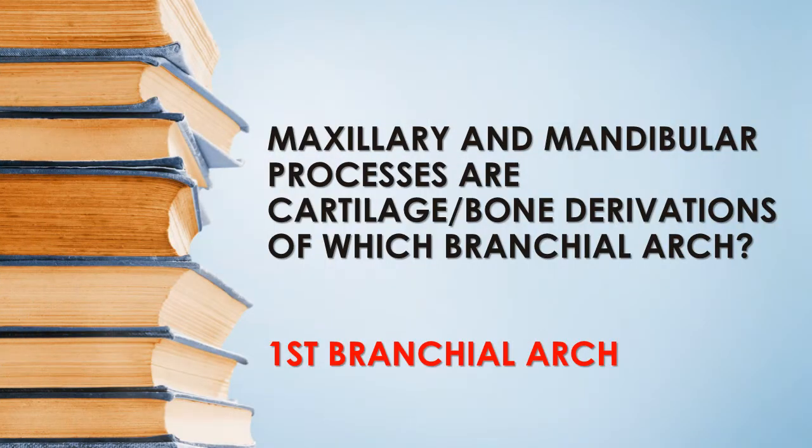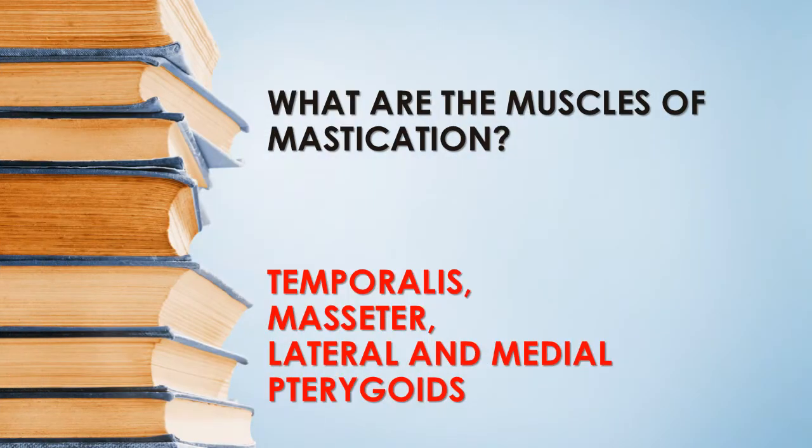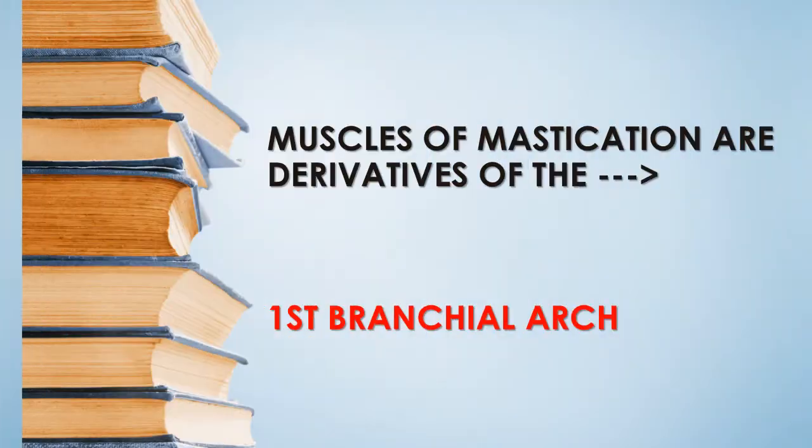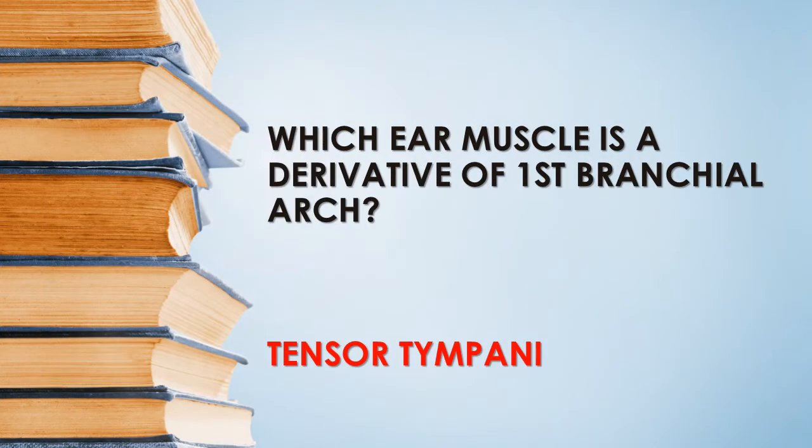Maxillary and mandibular processes are cartilage, bone derivations of which bronchial arch? First bronchial arch. What are the muscles of mastication? Temporalis, masseter, lateral and medial pterygoids. Muscles of mastication are derivatives of the first bronchial arch. Which ear muscle is a derivative of the first bronchial arch? Tensor tympani.